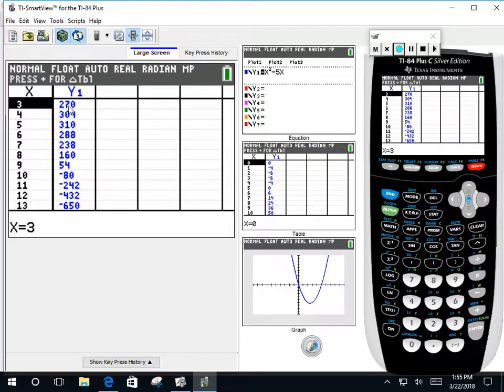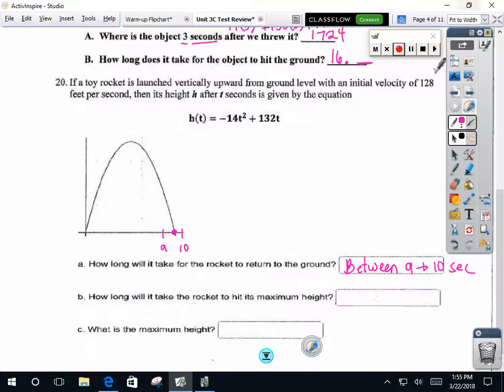And then look, it starts out at 0, 0, which is before it's left the ground, no time has passed. Then it starts going up, and what's the highest it gets? 310, and how long did it take to get there? 5 seconds. So 5 seconds is how long it took to get there. 310 is its max height.